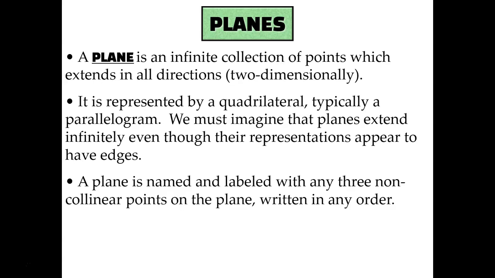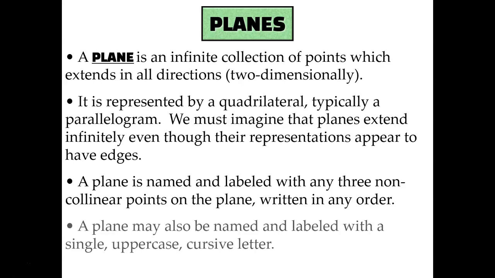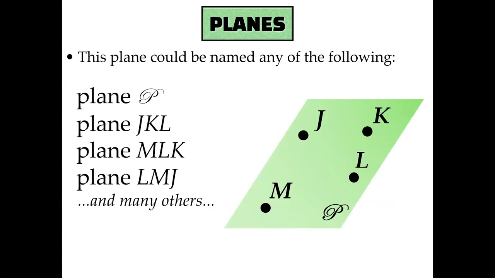There's 2 different ways to name a plane. You can either write the word plane and then 3 non-collinear points on the plane in any order, or you can write the word plane and then a single uppercase cursive letter. So for example, looking at this diagram, I could call it plane P. And you'll notice that that P is not a point.